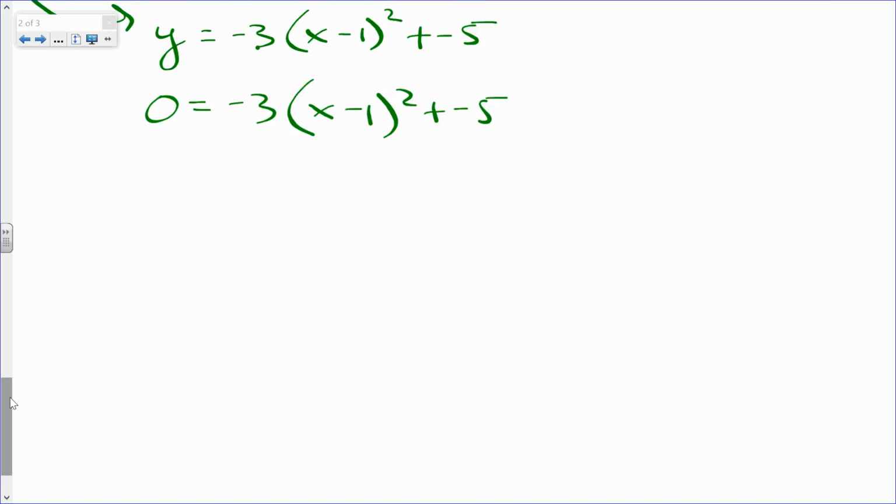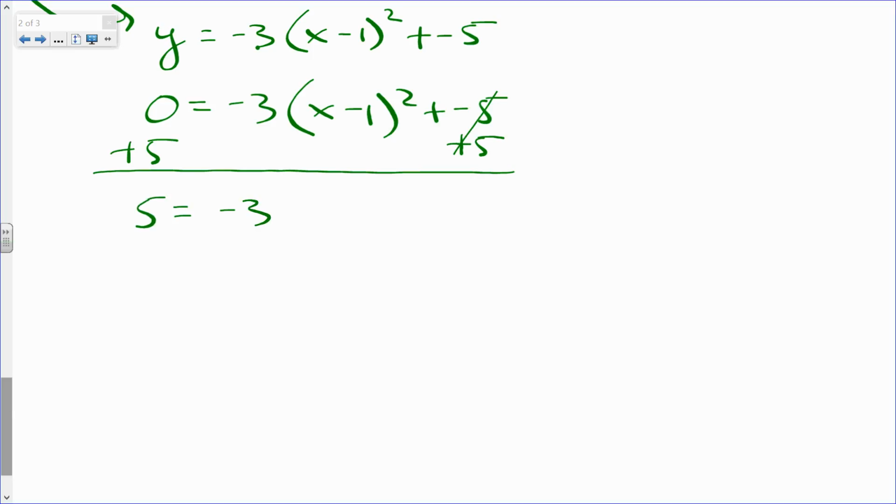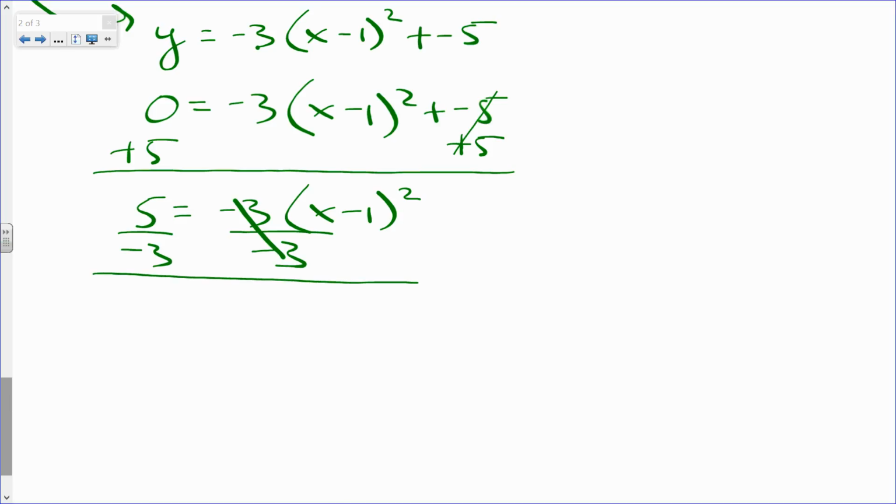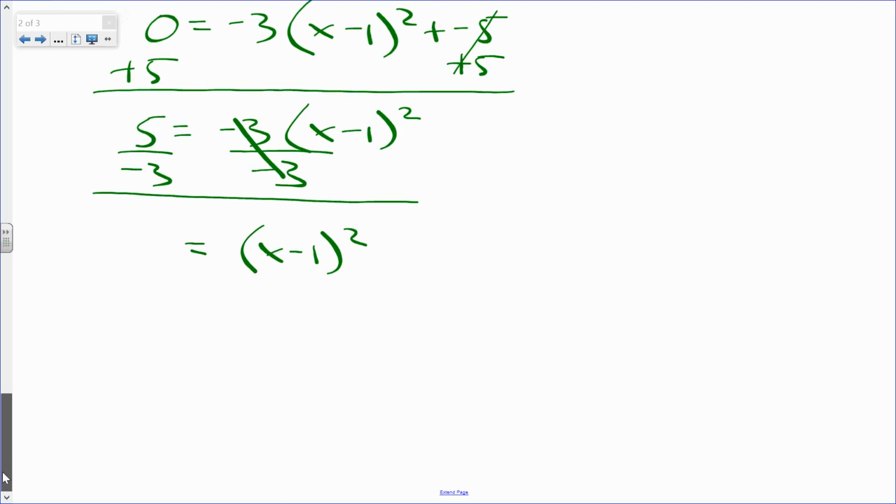All right. We'll get rid of the 5, then we'll get rid of the negative 3, then we'll get rid of the 2 in that order. So to get rid of the 5, we'll add 5 to our equation, both the left and the right. That gets rid of it on the right. So we have 5 equaling negative 3 times the quantity x minus 1 squared. Let's get rid of the 3 by dividing by negative 3 on both sides. So I have x minus 1 squared equals negative 5/3. I'll just leave it as a fraction for now.